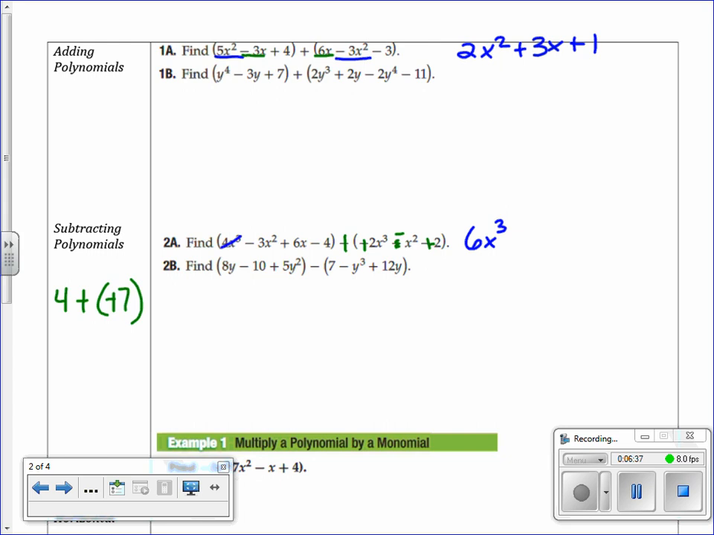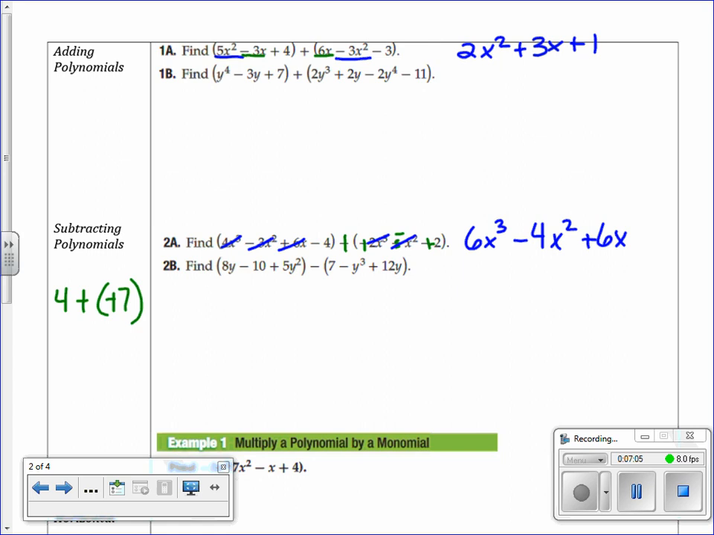Those guys are done. Sometimes it's easier to cross them out so you don't make mistakes. I have negative 3x squared and negative x squared, so that's going to be a negative 4x squared. That guy's done. That guy's done. And then I have a 6x. There's nothing to combine it with in the other polynomials, so all I'm going to do is just write plus 6x.